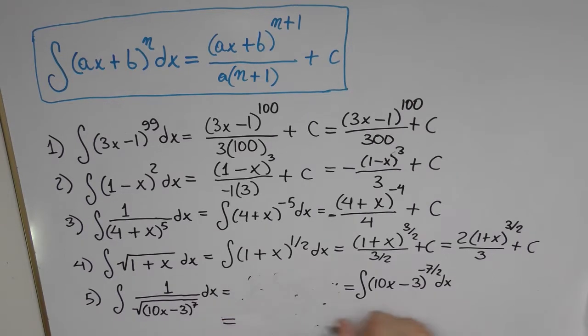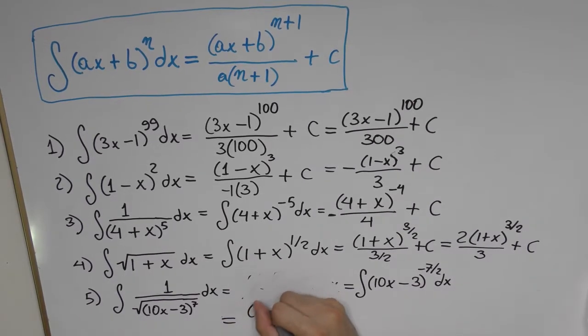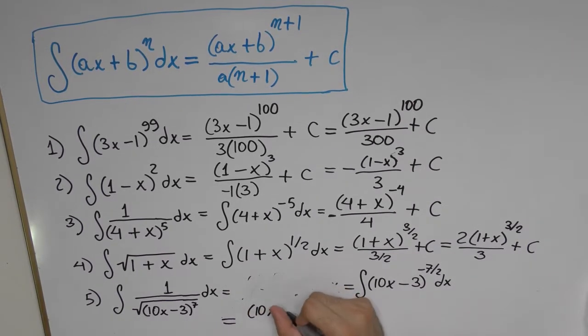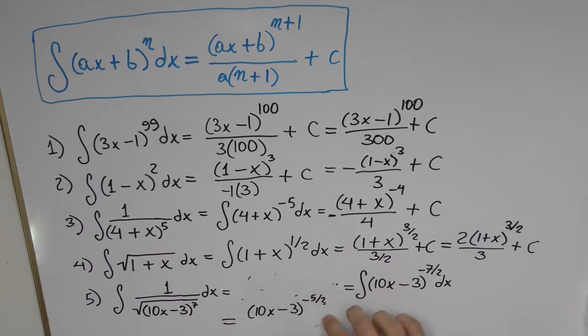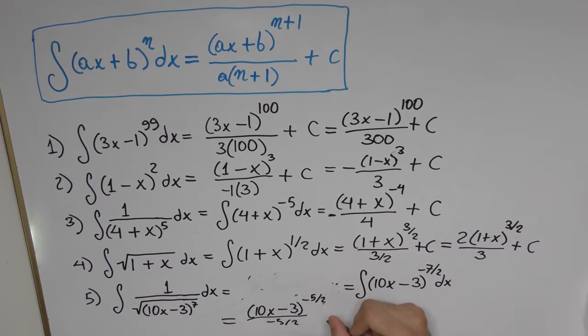And we're going to end up with 10x minus 3 to the power of minus 5 on 2. And now we're going to divide that by minus 5 on 2. And the next thing is we're going to multiply that denominator by the factor in front of x, which is 10. So that's going to be times 10. And then we have the constant c.